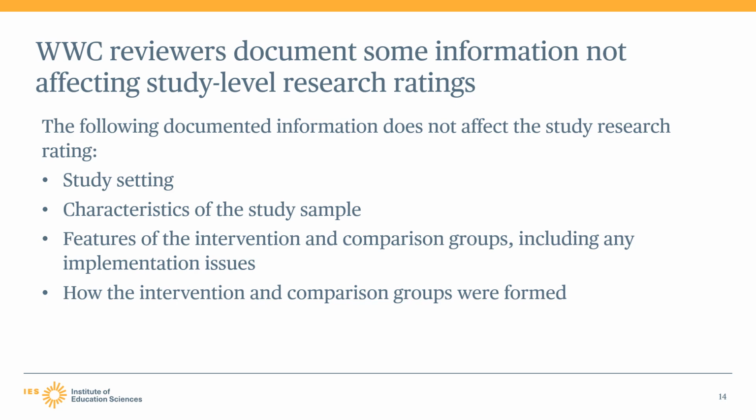When the WWC reviews a study, additional information will be documented about that study, which will not affect the study's research rating. This includes information like the setting of the study, the demographic characteristics of the sample, features of the intervention and comparison groups, including whether there were any implementation issues in the study, and other details about how the intervention and comparison groups were formed. Although this information is collected during a study review, it is used to contextualize the findings from the study, but will not affect the study's study-level research rating.